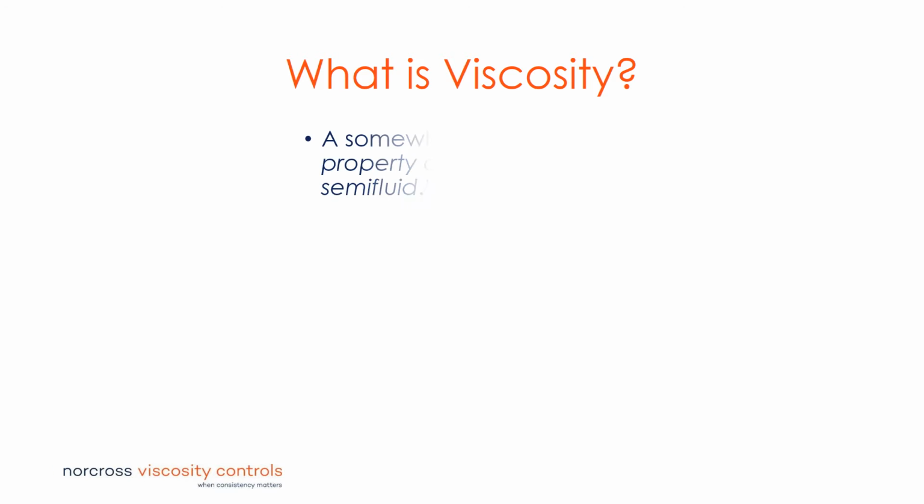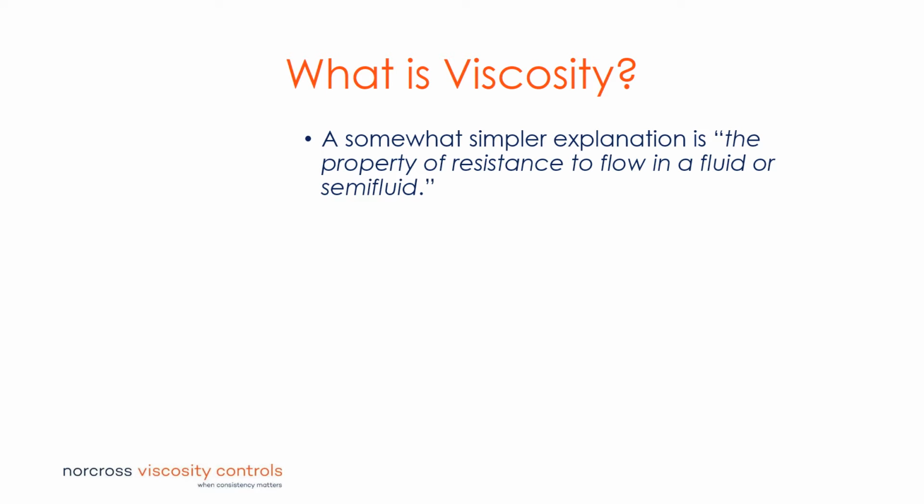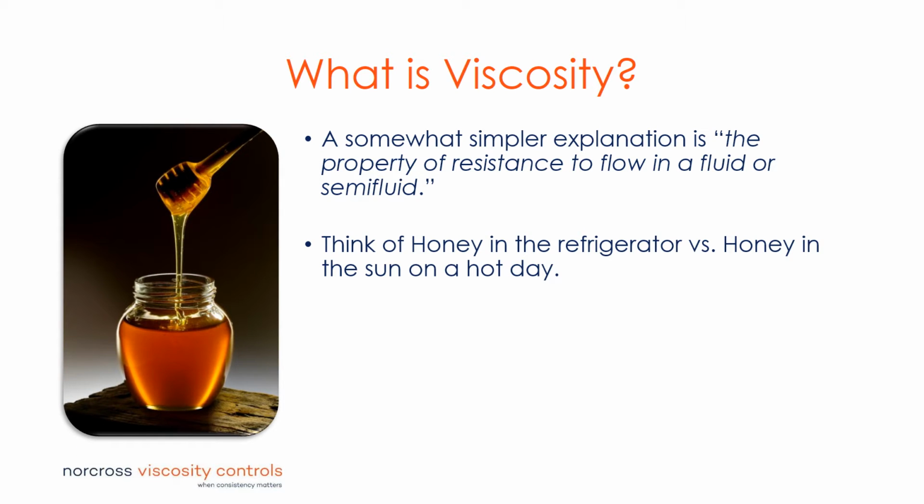Let's go back to how we understand it. A somewhat simpler explanation is the property of resistance to flow in a fluid or semi-fluid. Water is the universal definition of a fluid. But what is a semi-fluid? Honey is a great example. Think of honey when you put it in the refrigerator. It gets thick, very thick, in fact almost solid, and sticky too.